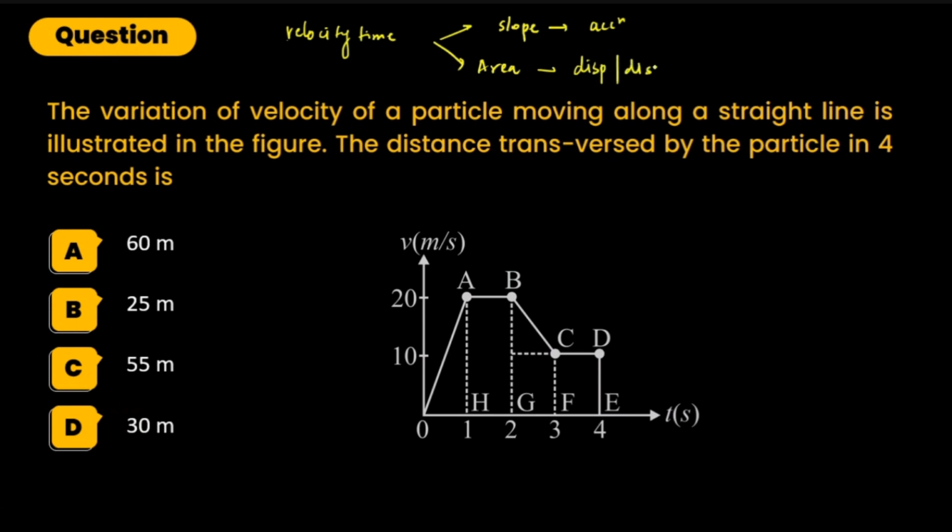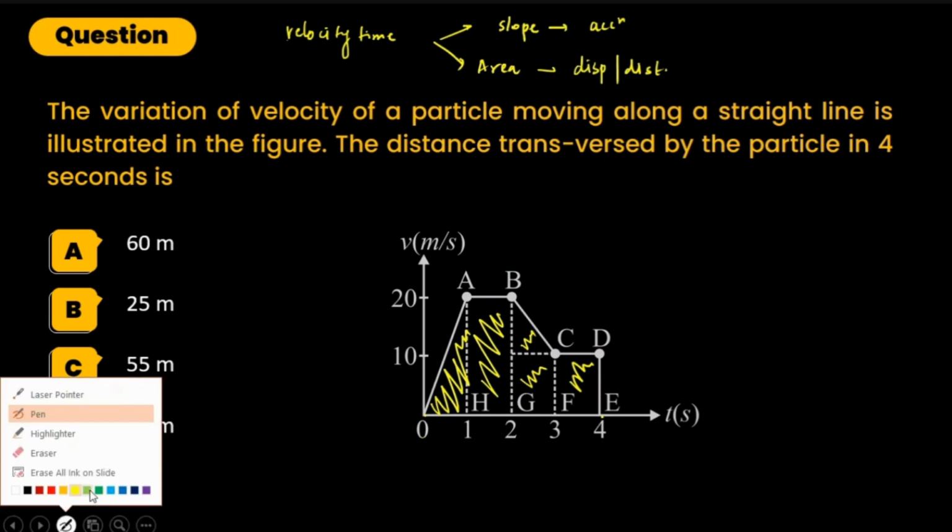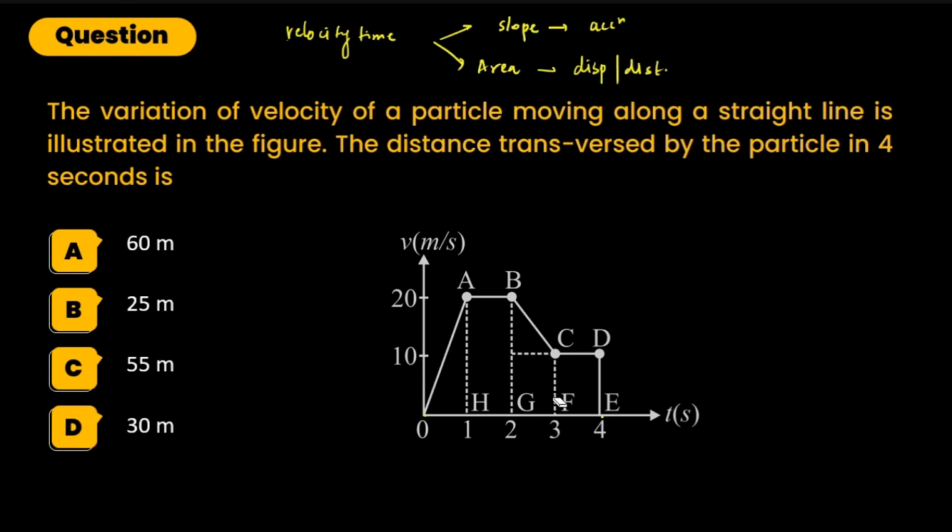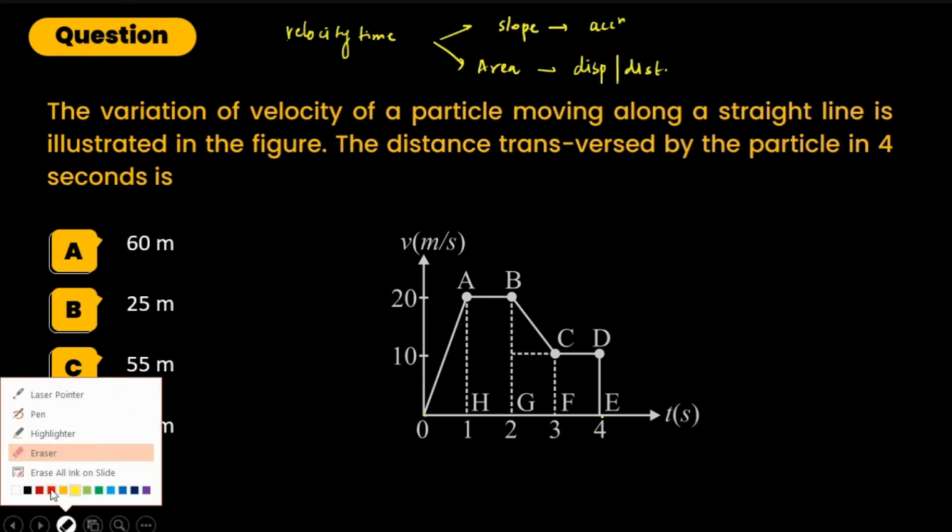So here we are going to find out the distance by calculating the area of the velocity time graph, because the graph is given very clearly here. We have to find the distance traversed by the particle in the first 4 seconds. So we have to calculate this particular area. First of all, this one, then this one, and this one. Because from here to here, it will take 4 seconds. So how can we find out the area? By simply looking at the figures and using their general formulas.